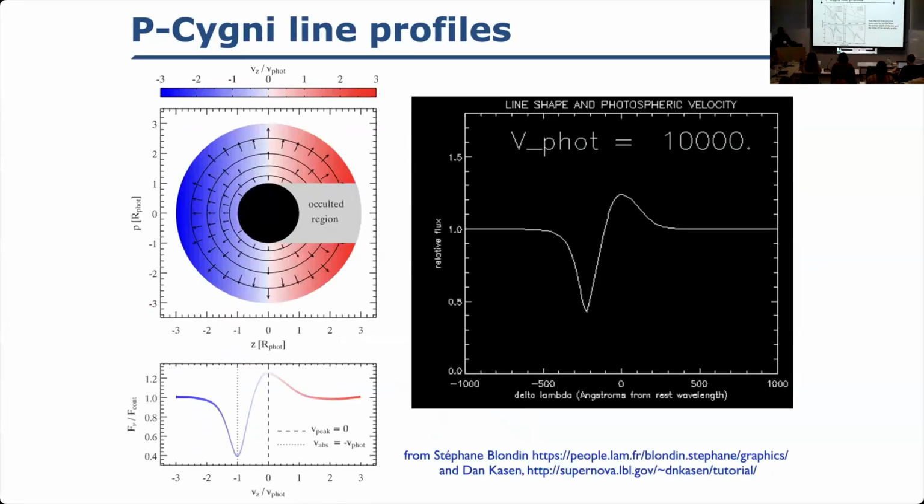Question. I've always been confused by this particular animation, which is that the maximum velocity of the absorption never lines up with the photospheric velocity. So what is the photospheric velocity like in a physical sense?